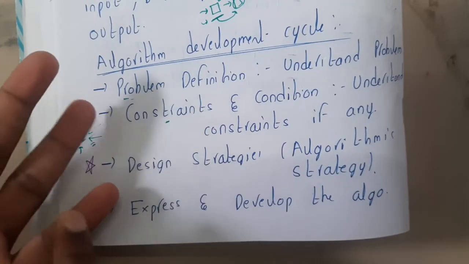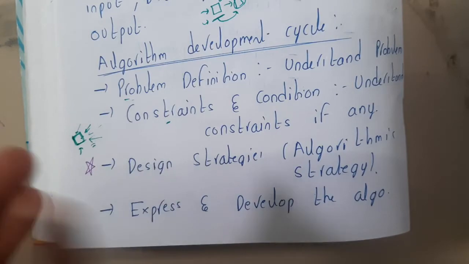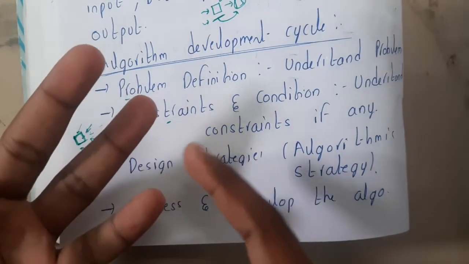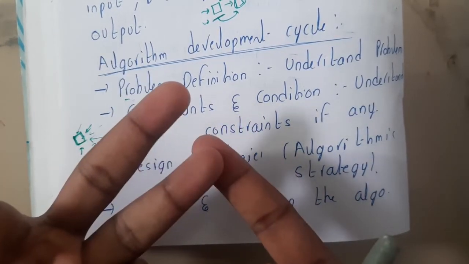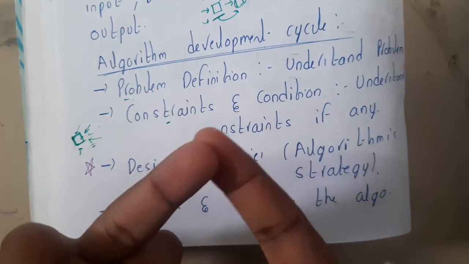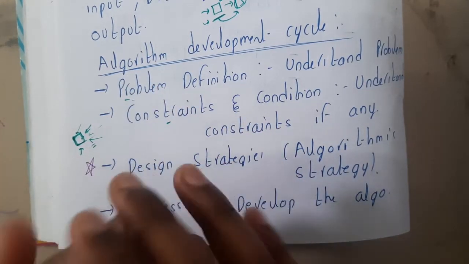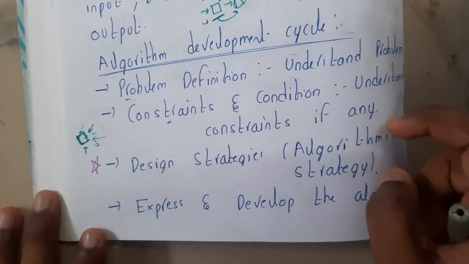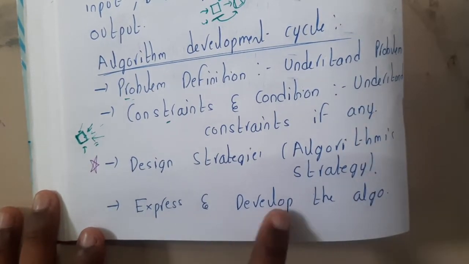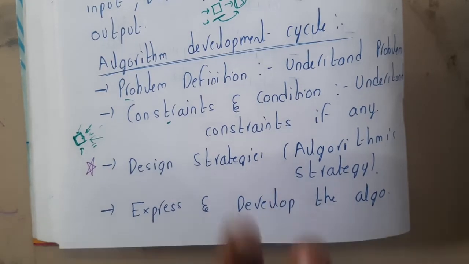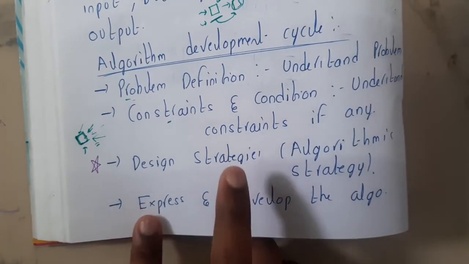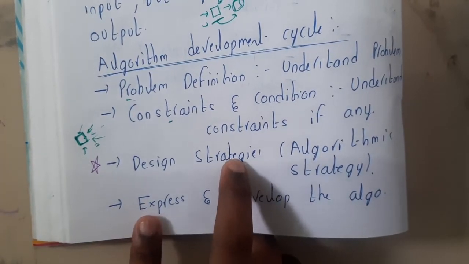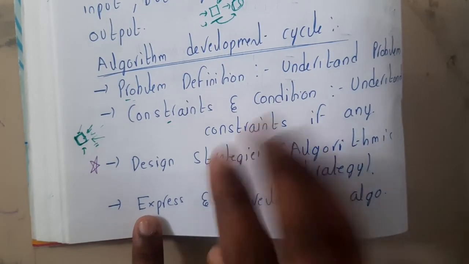So there are 3 major strategies, guys. Now I am coming in terms of our subject. The first type is greedy, the second one is divide and conquer, and the third one is dynamic programming. There might be many others, but among these you will select any one. Once the selection is done, you will express and develop the algorithm, generating it based on the strategy you selected. We'll be discussing these strategies in our future lectures.